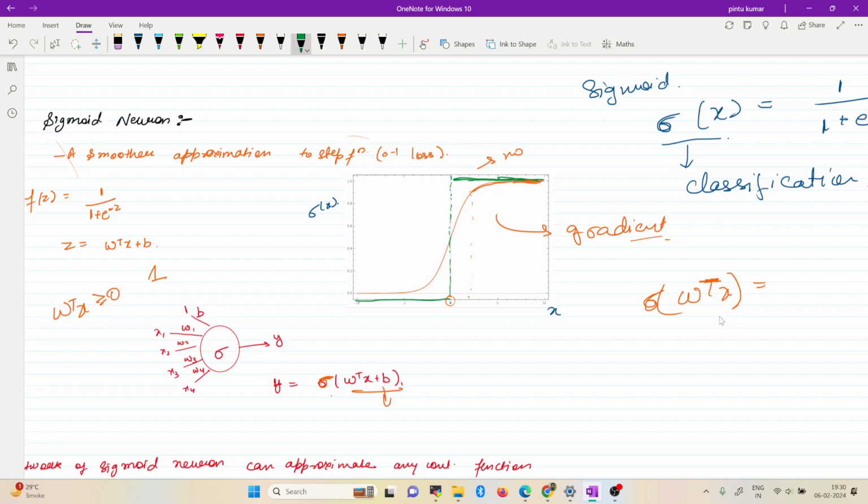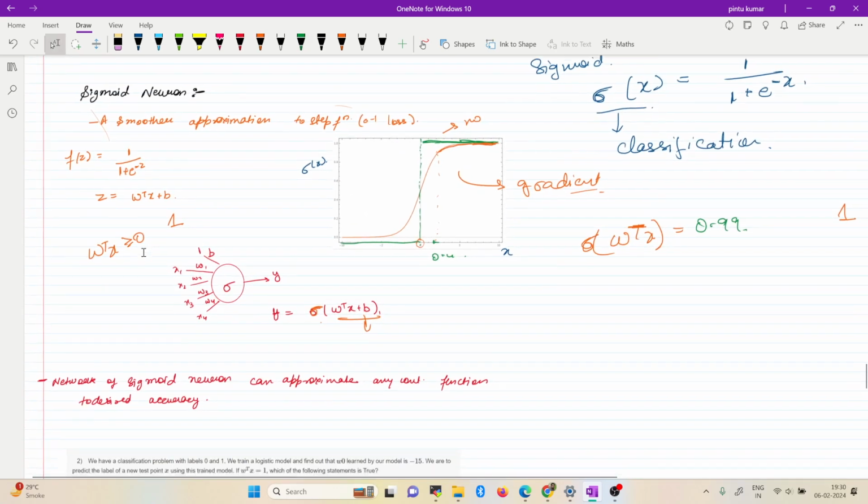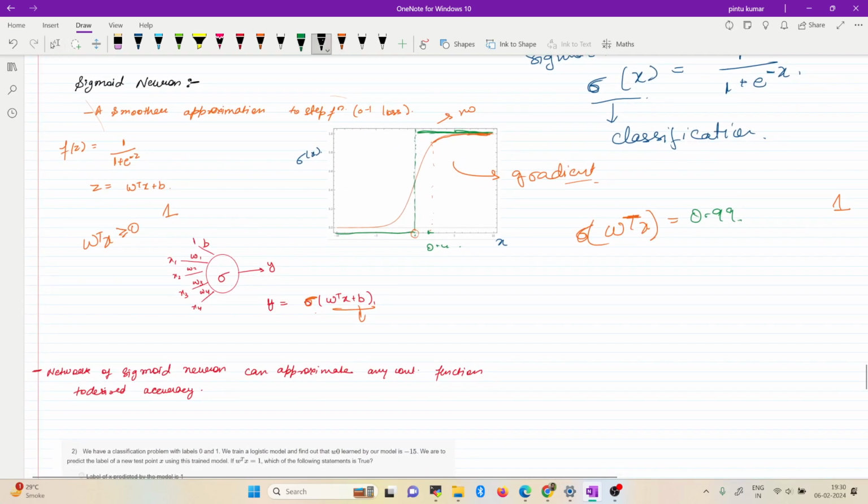So sigma of W transpose x will itself output some value very close to 1 when x is greater than or equal to 0. Let's say it is 0.4 or something like that. And if it is negative, it will automatically push it to 0. But it is a smoother version of that. And this is how it looks. There are other similar functions.